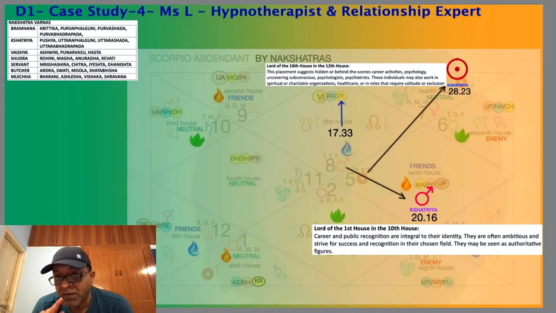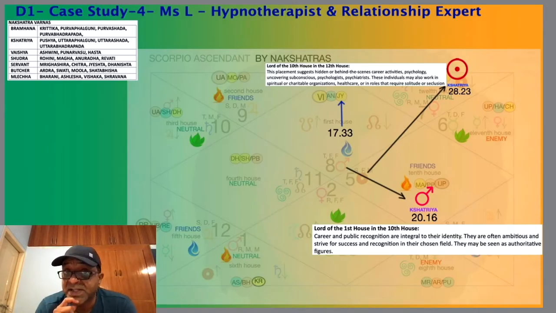Anyway, so the Lord of the first is in the 10th at 20 degrees. Mars is in Purva Falguni. We are seeing the nakshatras as well. Ascendant is in Jyeshtha within Scorpio at 17.33. The Lord of the first, Mars, has moved to the 10th house in Purva Falguni at 20.16.